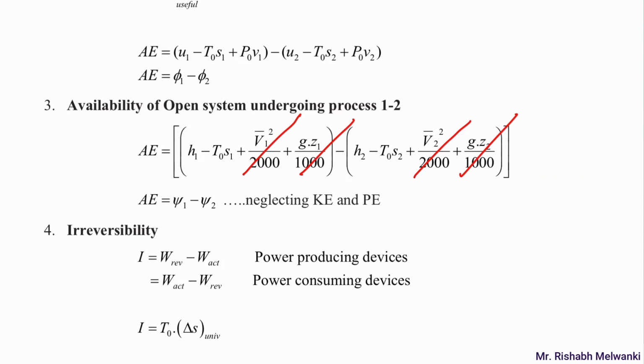Now here it is written that neglecting change in kinetic and potential energy. But what unit will we get over here, psi1 minus psi2? We have seen this in the derivation. This psi gives us unit of kilojoule per kg. But we require W dot reversible, and W dot reversible means we have to find available energy dot, meaning we have to multiply this with m dot. Okay, so I'll write it down in the numerical now.